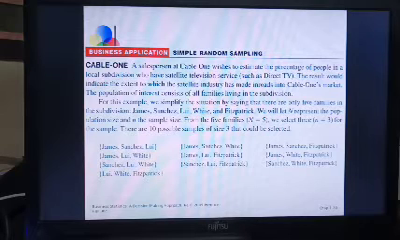There are 10 possible samples of size 3 that could be selected. These are the 10 possible combinations of size 3, sample size 3 out of 5 families. So one of these combinations can be randomly selected.